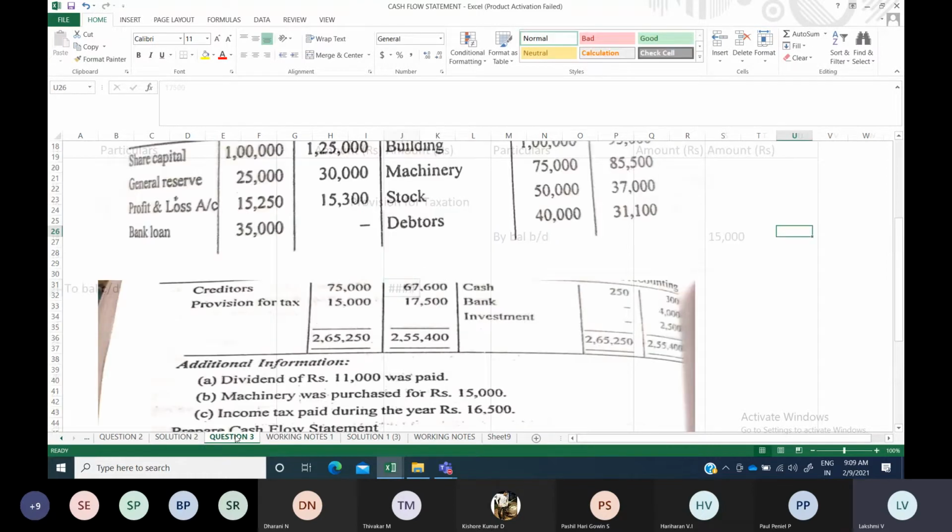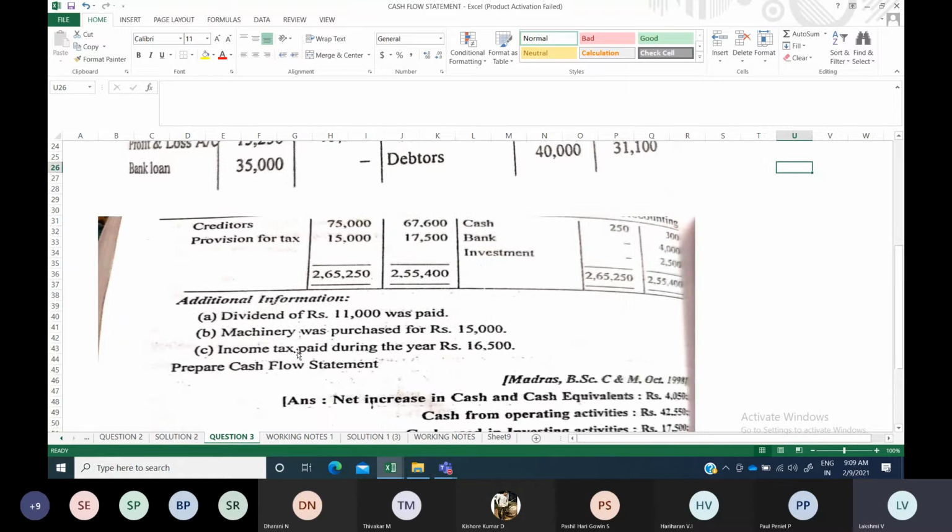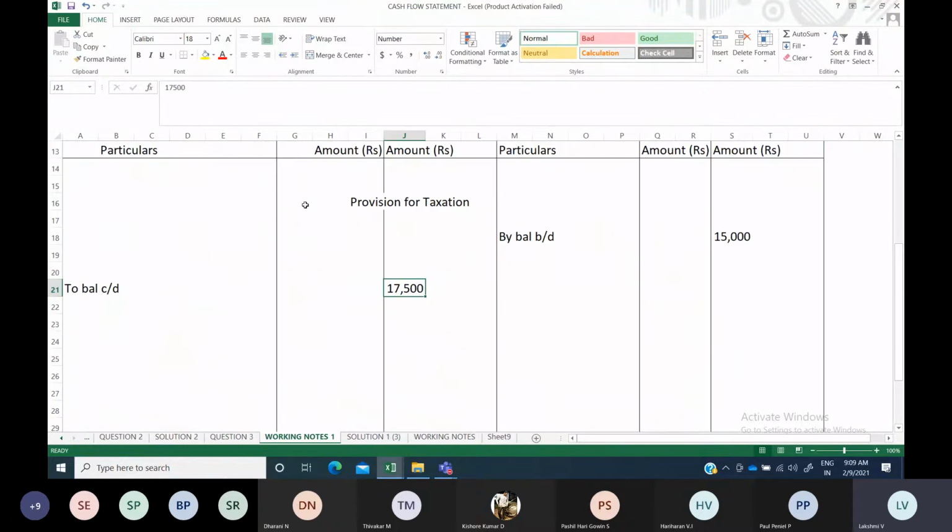And in the question you have to see carefully. In additional information, they have given income tax paid during the year 16,500. Some questions give income tax made during the year, so you have to understand the difference. Made during the year means provision. Paid during the year means they have actually paid. So made means provided, and here they have given paid. If you interchange tax paid and provided amounts, your answer will go wrong. Okay, so tax paid will come on the debit side of your provision for taxation account.